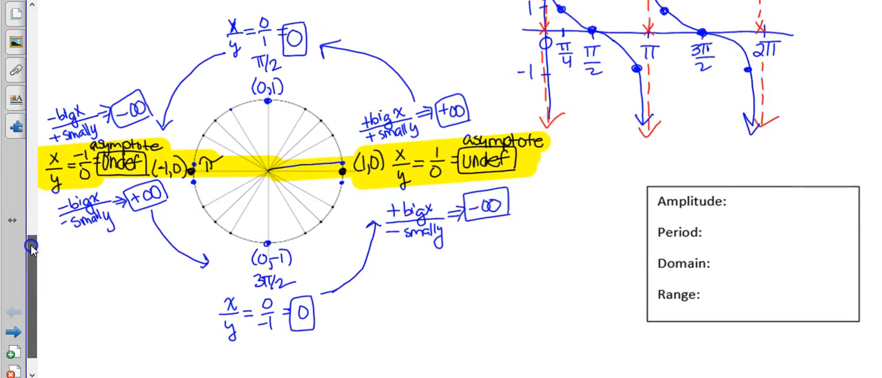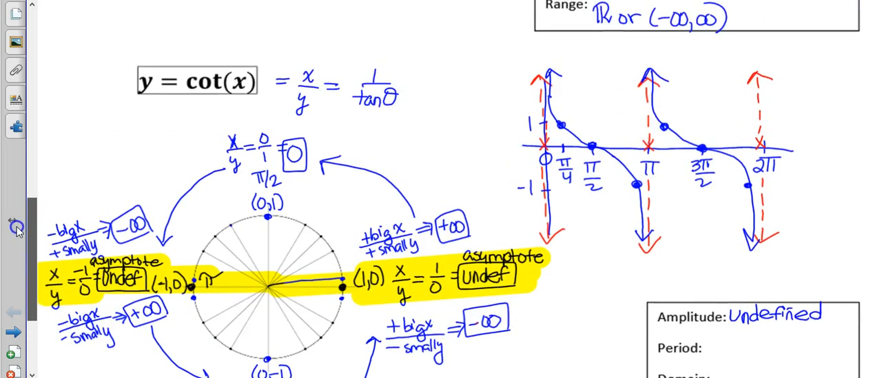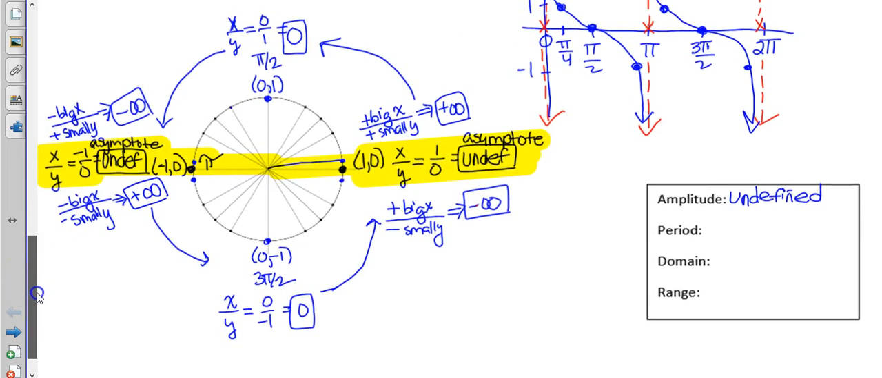Let's just finish our characteristics here. Just like with tangent, the amplitude is undefined. Period, once again, let's see. We technically graphed 0 to 2 pi just because we always have as our initial look, made one full trip around the unit circle. But if I notice, this graph repeats after pi. So just like tangent, the period is pi, so is cotangent's.